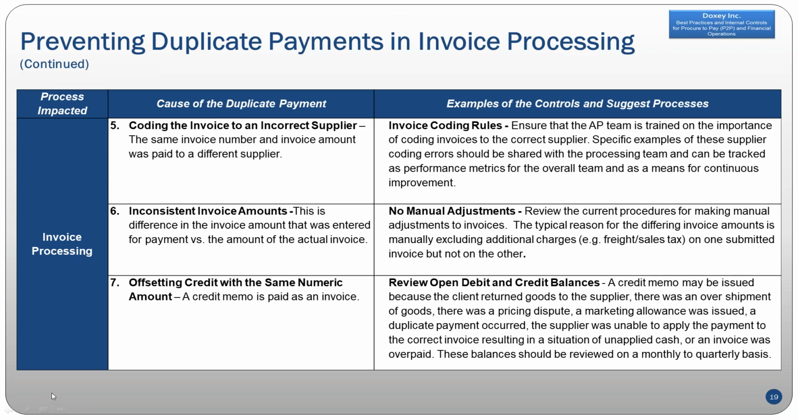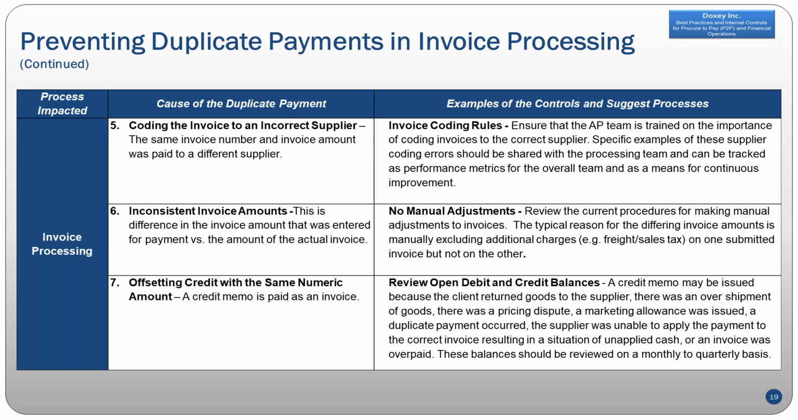If we continue on with invoice processing, coding the invoice to an incorrect supplier. And what happens here is the same invoice amount and number are paid to a different supplier. And this is actually going to fit in under the suggestion to have standard invoice coding rules. And it has to do a lot with training as well. And of course, automated and electronic invoicing would help to prevent this from happening.